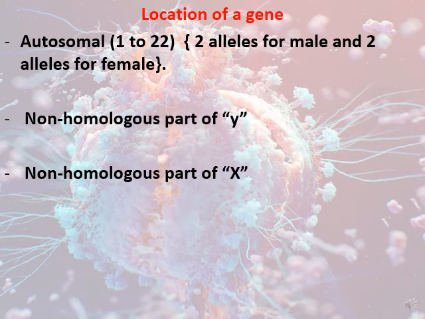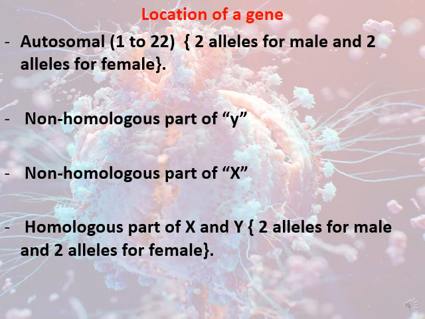While if it's found on the non-homologous part of X, in the male we have XY, so we have only one copy, while in the female we have two X's, so we have two copies. However, if it's found on the homologous part of X and Y, there are two alleles for the male and two alleles for the female, and it can be on X and Y at the same time. Here, these three are called gonosomal.